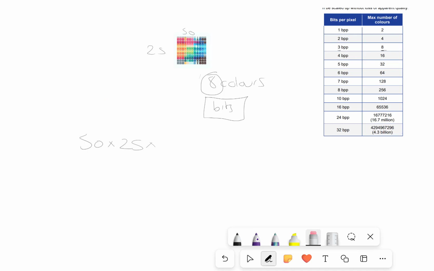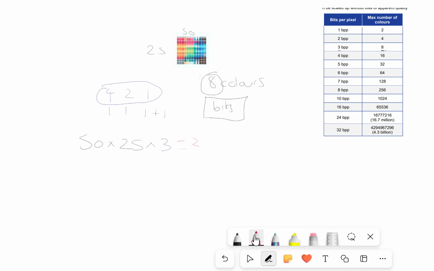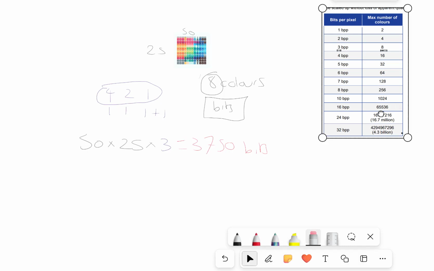So if I'm saying we're using 8 colors, 1, 2, 4, 1 plus 1 plus 1 gives us 7, plus the bonus 1 I keep talking about gives us 8. So we have 3 bits per pixel to give us 8 colors. So the answer there is 3. 50 times 25 times 3 gives us 3750 bits. Happy days. Let me give you another challenge. But this time I'm going to get rid of the table.